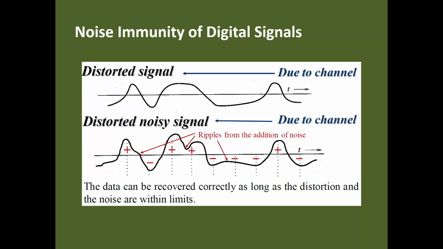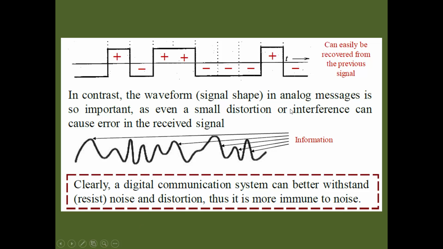But if the noise limits are very high, in that case this positive voltage turns into a negative. If the ripples present in the signal bring the voltage levels to the negative side, but actually it was on the positive side, we will make a wrong decision in that case. So that's why this line is there. The data can be recovered correctly as long as distortion and the noise are within limits.